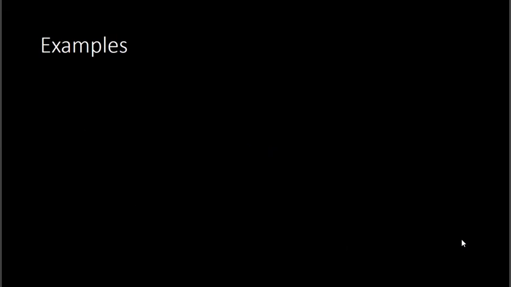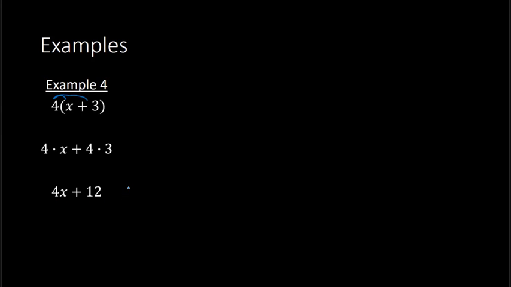Here we have 2 more examples with regular general algebra problems with the distributive property. So no more mental math for now. We're just going to work with some algebra. Here we have 4 times x plus 3. To distribute, we simply do 4 times the x plus 4 times the 3. So 4 times x can be written as 4x, and 4 times 3 is 12. So my answer is 4x plus 12.